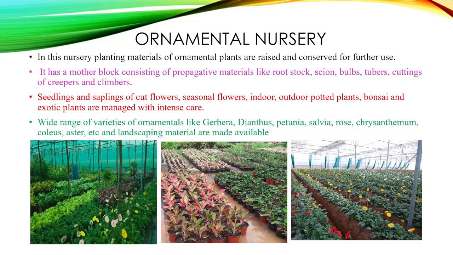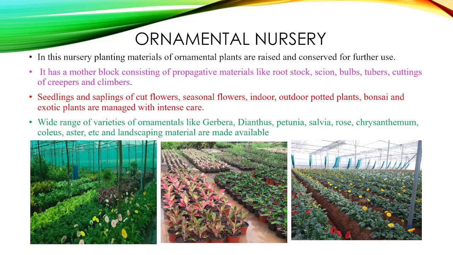These nurseries also have mother block consisting of propagative materials like rootstock, scion, bulbs, tubers, cuttings of creepers and climbers. So it consists of propagative materials also. Seedlings and saplings of cut flowers, seasonal flowers, indoor, outdoor potted plants, bonsai and exotic plants are also managed with intense care in these ornamental nurseries.